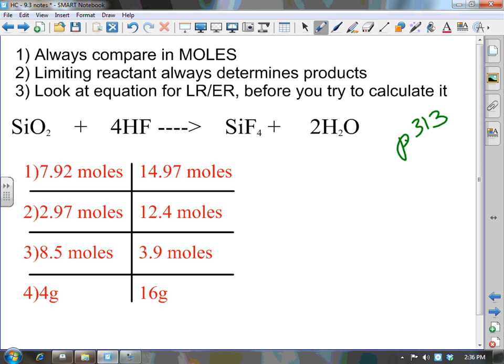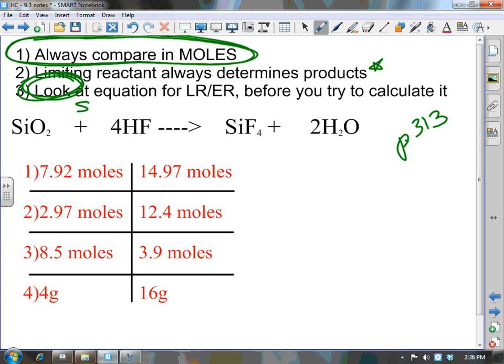Here's the thing we always got to do, and this is important. We always have to compare moles if we try to figure out what's going to run out first. We cannot look at grams. Okay, so the limiting reactant is always going to determine the product. That's the second thing we got to remember. Now, before you do a calculation, look. You might be able to see which one runs out first before you actually do the calculation.